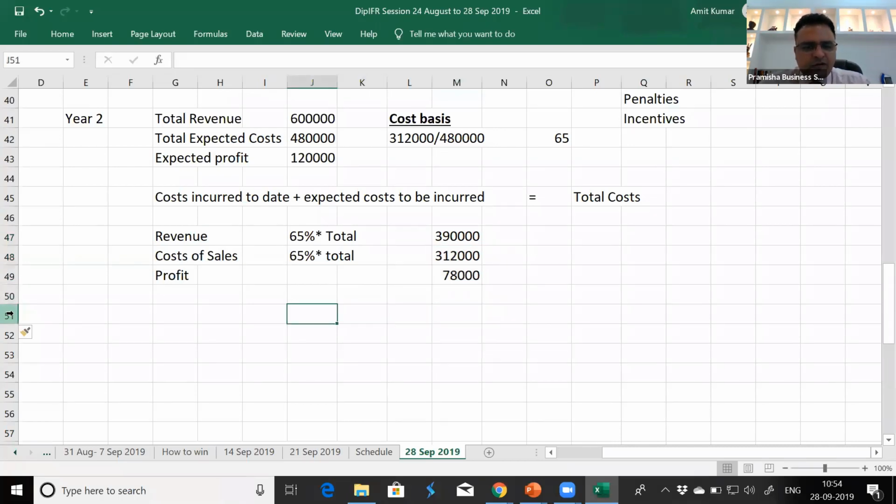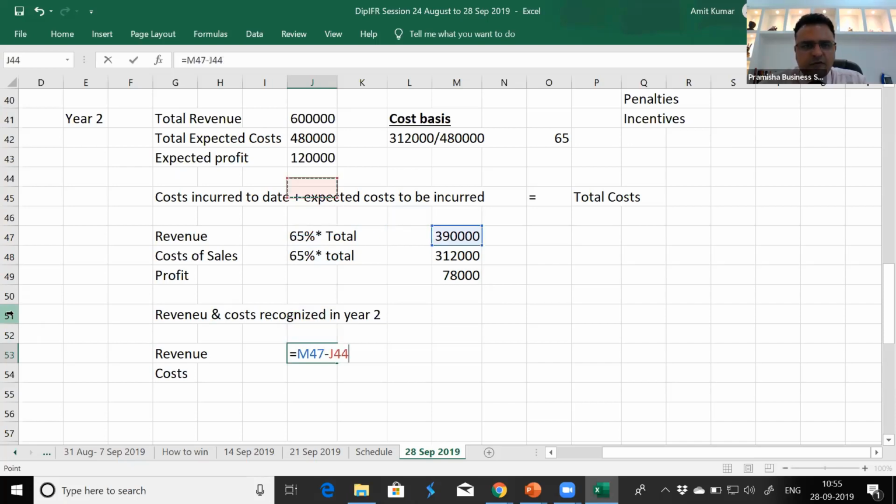So revenue and cost recognized in year two will be the difference between the two. 390 minus what we have already recognized.